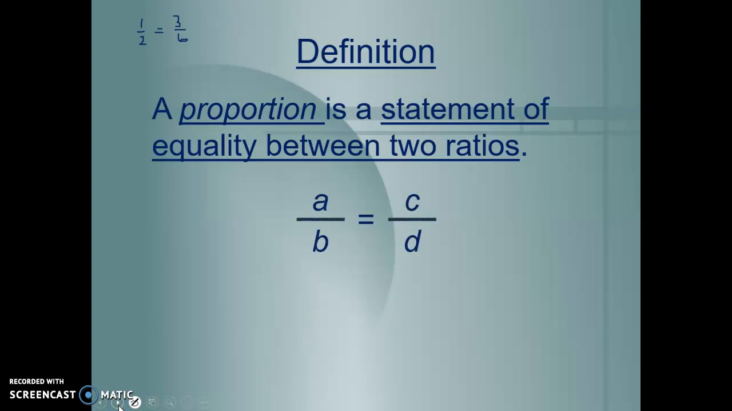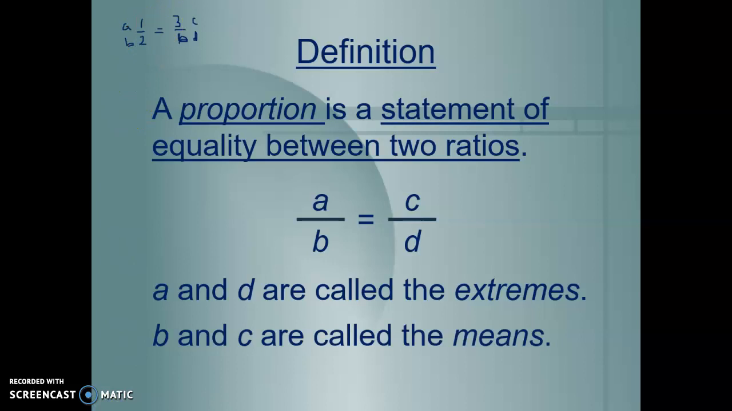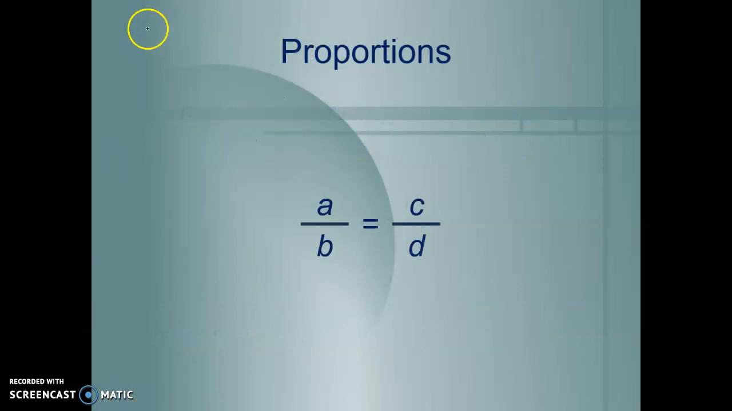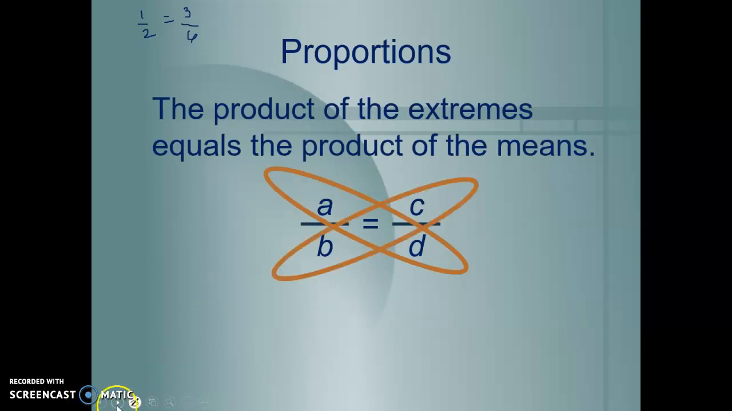So A over B is the same as C over D. Again, looking at our numbers here, if 1 is A, 2 is B, 3 is C, and 6 is D, A over B is equal to C over D. We have some special terms here. Our top left term and our bottom right term are called extremes, and my bottom left and top right terms are called means. And when we're dealing with proportions, we know that there's a special relationship between our extremes and our means. We know that the product of the extremes is equal to the product of the means.